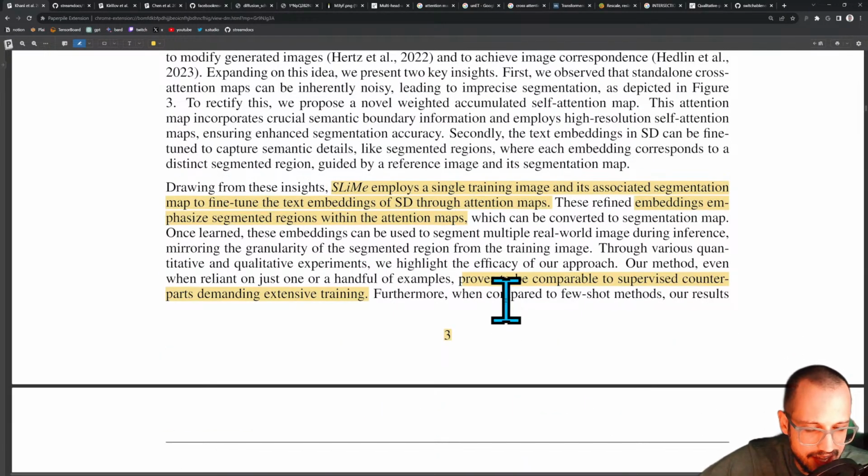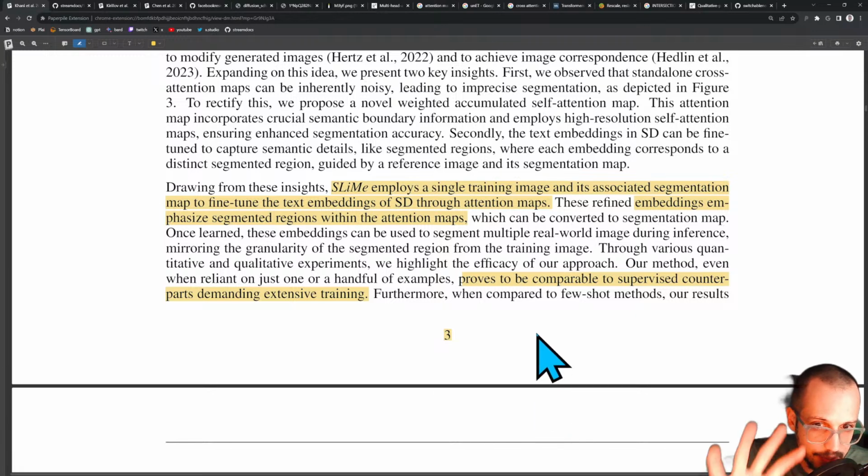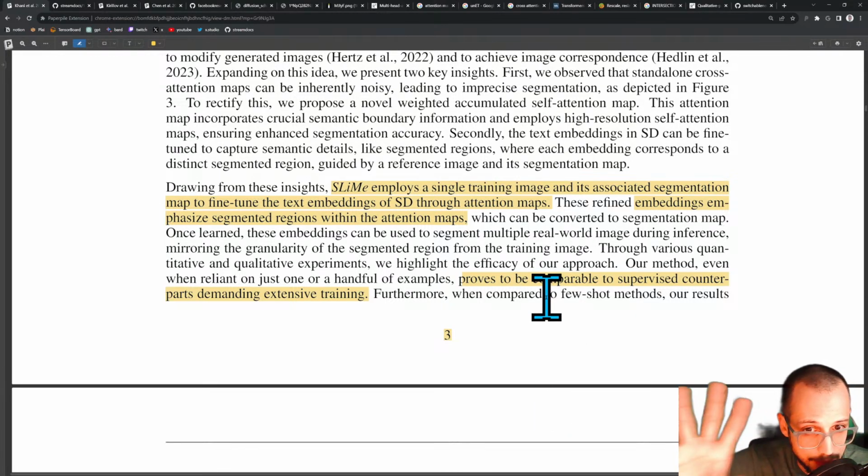And to me, this rhymes a lot with a lot of the computer vision literature that uses CLIP in a similar way, right? Where you're using this giant pre-trained CLIP model to do something fancy in a different task. And here they're doing the same thing where they're using this giant pre-trained Stable Diffusion model to do something fancy in the segmentation world.